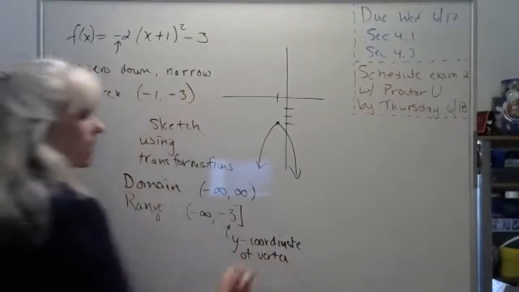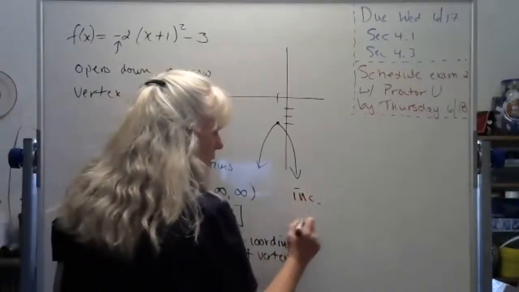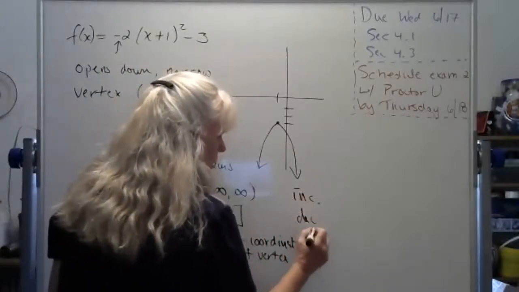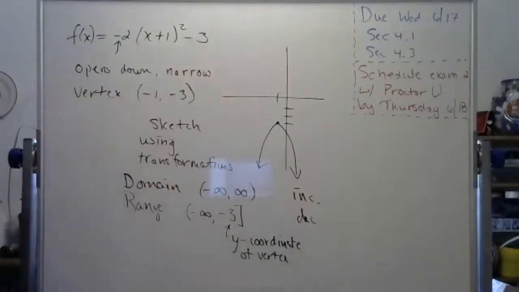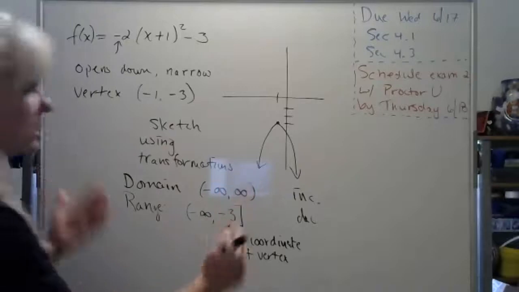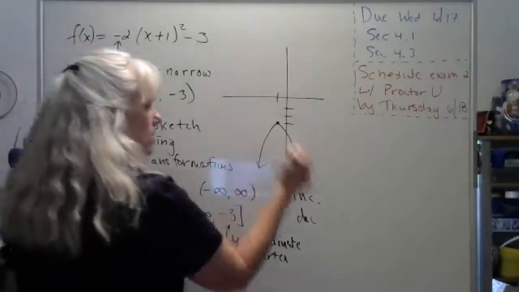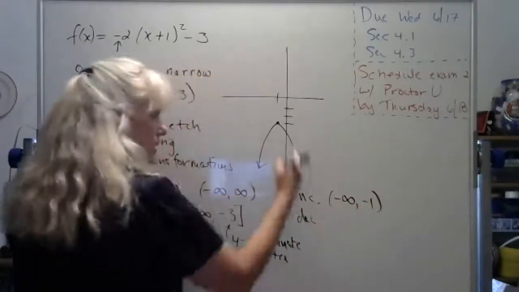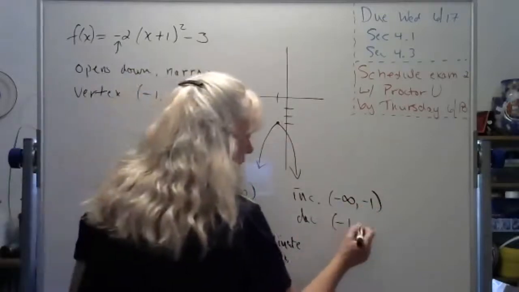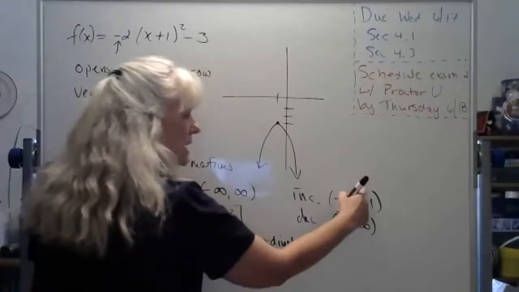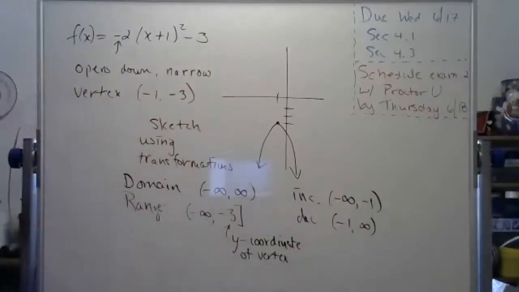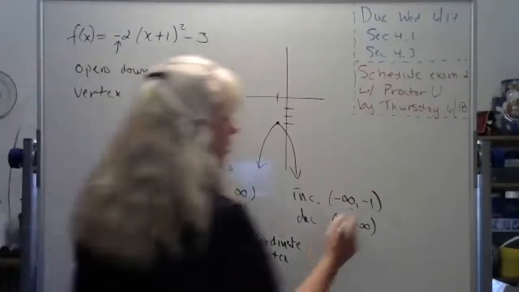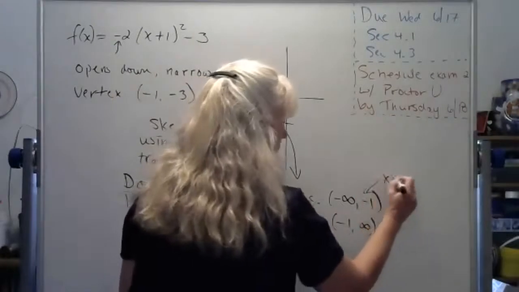Okay, the other thing we can talk about is increasing and decreasing. Again, this ties in nicely to what we did in the last chapter. So the graph is increasing on the left side and decreasing on the right side. We're walking uphill on this side. So that would be from negative infinity to negative 1, and it's decreasing from negative 1 to infinity. You notice this time we picked up the x coordinate of the vertex. That's why the vertex is so important. So this is the x coordinate.